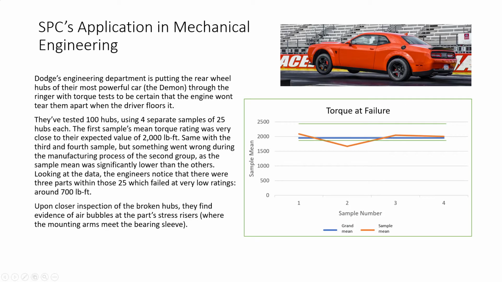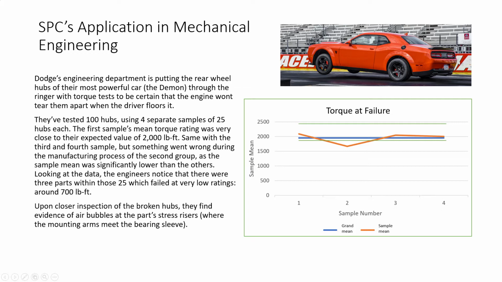To keep this short, I won't read this whole example, but the gist is that the car company Dodge was testing their rear wheel hubs and they came across a small sample of parts which had a low torque at failure rating. When the engineers took a closer look at the broken hubs from sample 2, they noticed some air bubbles in the hubs from an error in the manufacturing process. They knew right away to look into sample 2 because that sample's mean fell way below the control limits of the process, and they knew something was wrong.